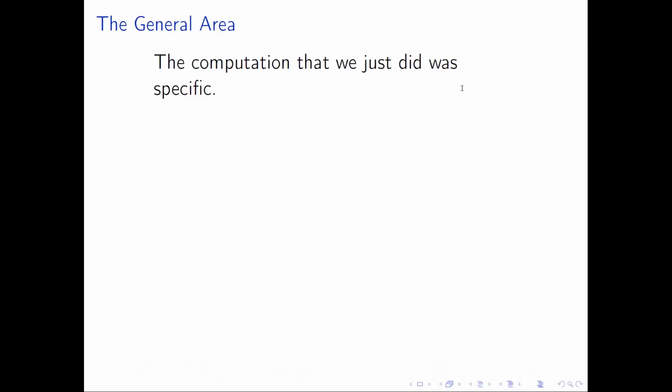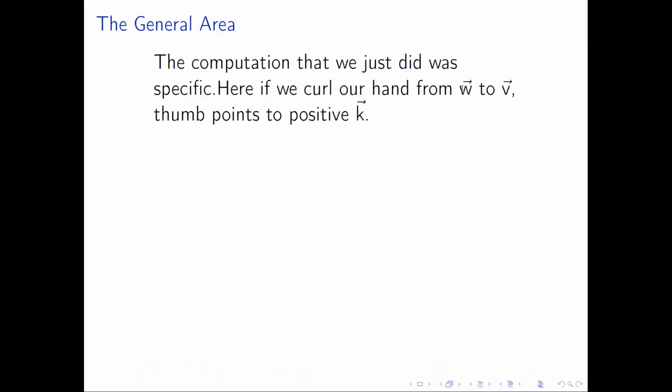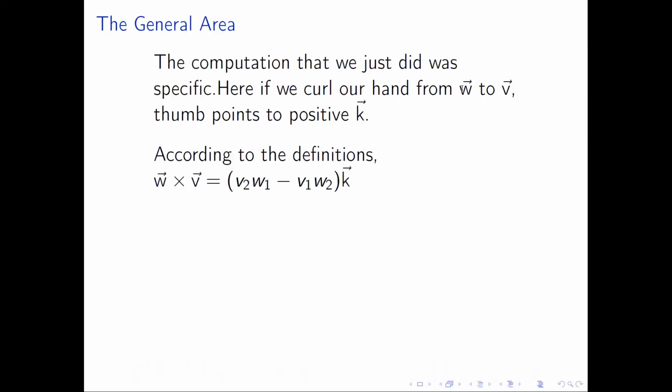Talk about the general area. The computation that we did was specific. Here, if we curl our hand from W to V, thumb points to positive K. According to the definition, W cross V is going to be equal to that K times the magnitude, which in this case is the area: V2 W1 minus V1 W2.